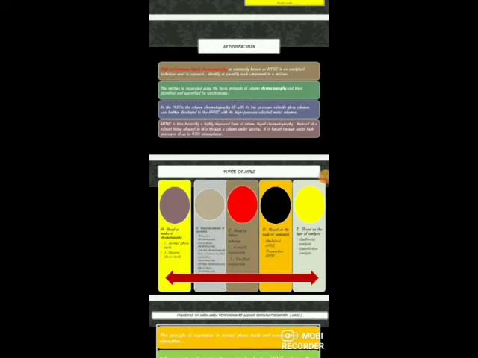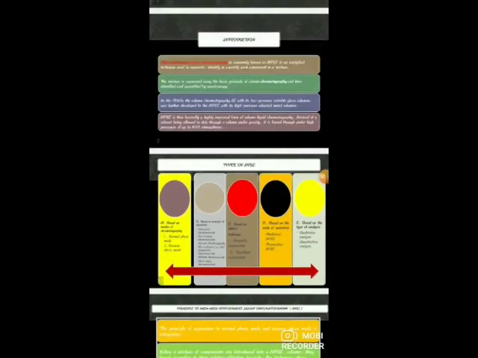Now there are types of HPLC, mainly based on: A, modes of chromatography; B, principle of separation; C, elution technique; D, scale of operation; and E, type of analysis. First is based on the modes of chromatography.